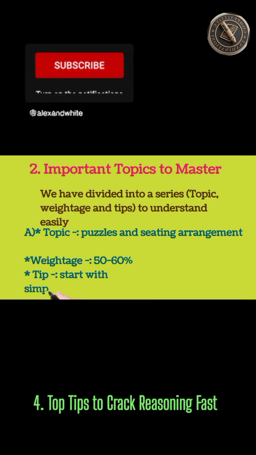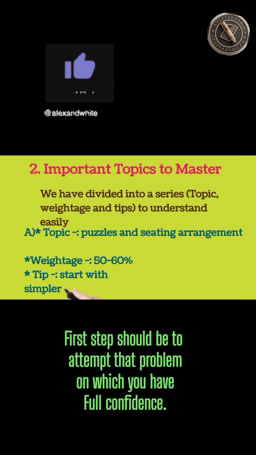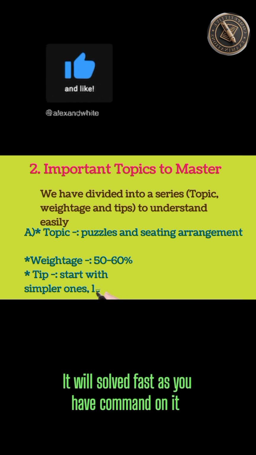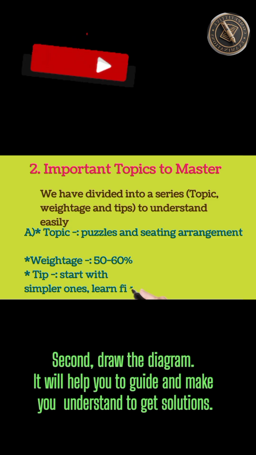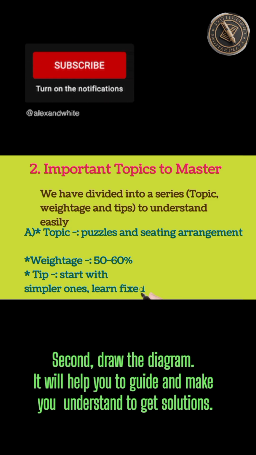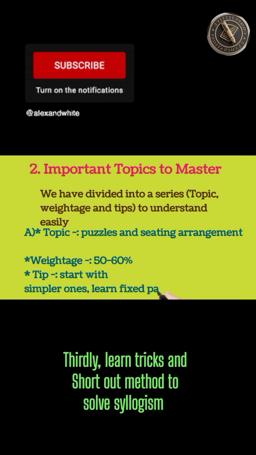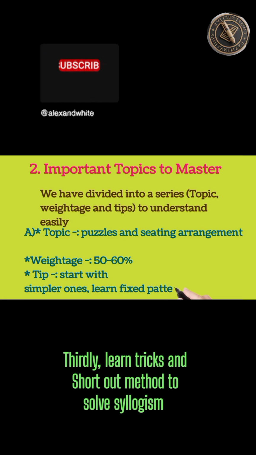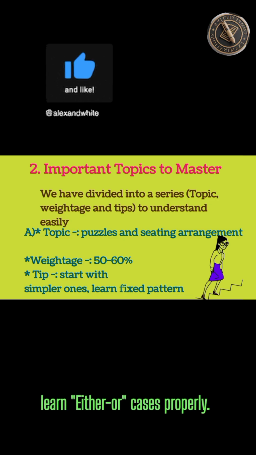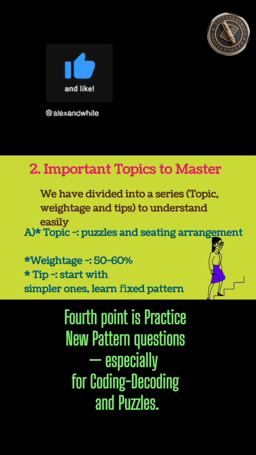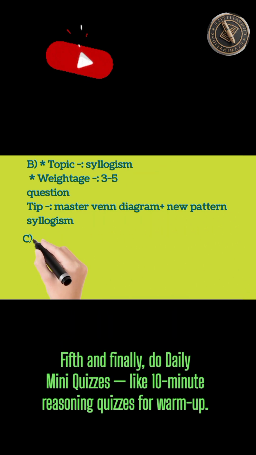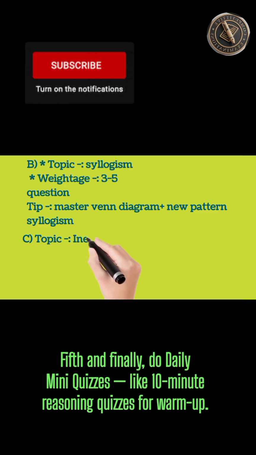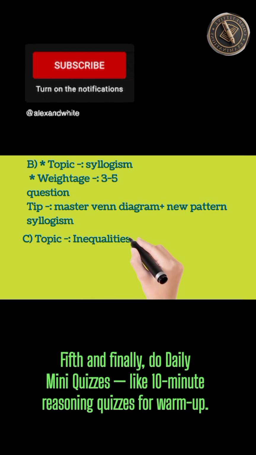4. Top tips to crack reasoning fast. First, attempt the problems on which you have full confidence. They will be solved fast as you have command over them. Second, draw the diagram. It will guide you and help you understand to get solutions. Thirdly, learn tricks and shortcut methods to solve syllogism. Learn either-or cases properly. Fourth, practice new pattern questions, especially for coding-decoding and puzzles. Fifth and finally, do daily mini quizzes, like 10-minute reasoning quizzes for warm-up.